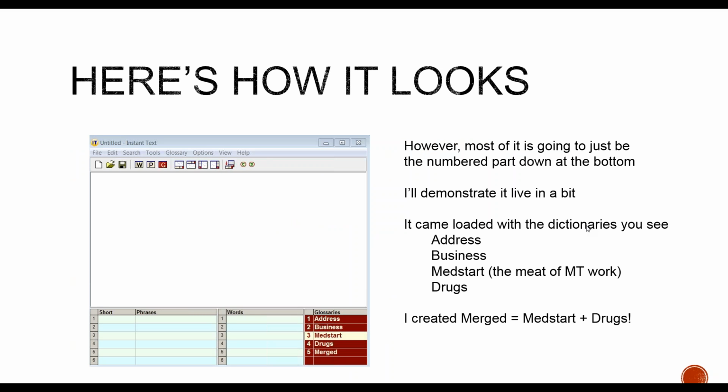This is how your program would look. Mine's a little bit different, and you'll see it when I go live here in a minute. Basically, you've got options. These are your dictionaries. 5 is the merged one that I made. The top 4 are the ones that it came with. You have your ribbon up here with lots of options. You can change the view. You can move it over to the side, you know, so you don't have to look at it down at the bottom. Things like that.